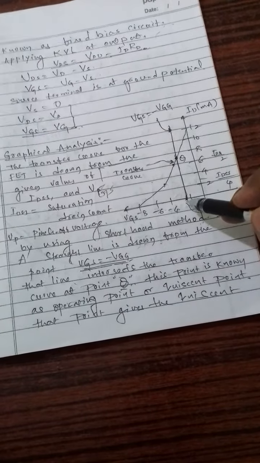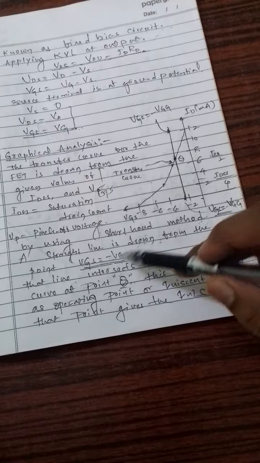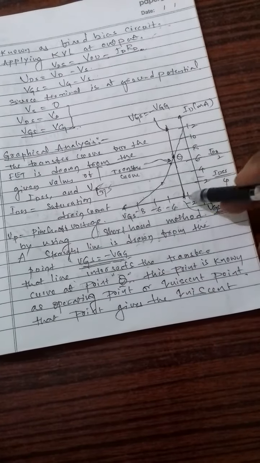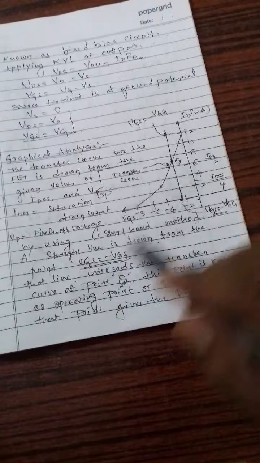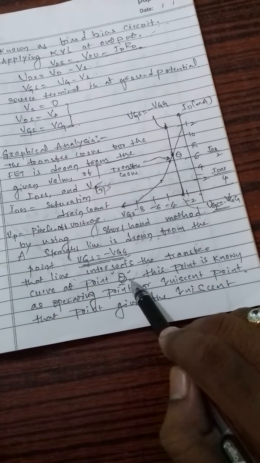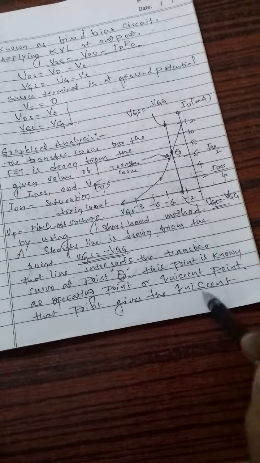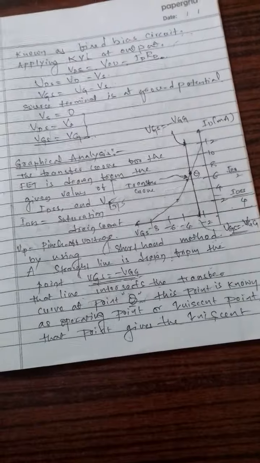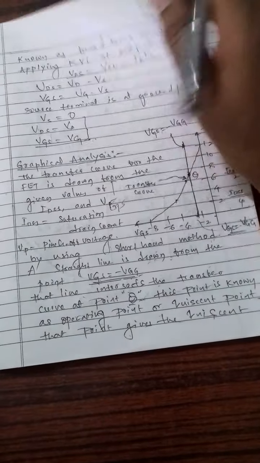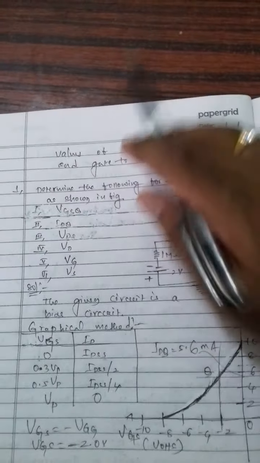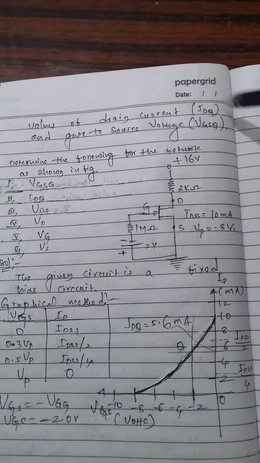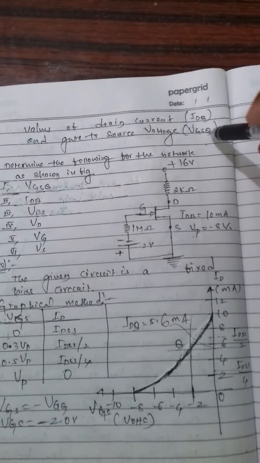For the biasing circuit, we draw another straight line from VGS is equal to minus VGG. That line intersects the transfer curve at point Q. This point is known as the operating point or quiescent point. The point gives the quiescent values of drain current ID and gate to source voltage VGS.